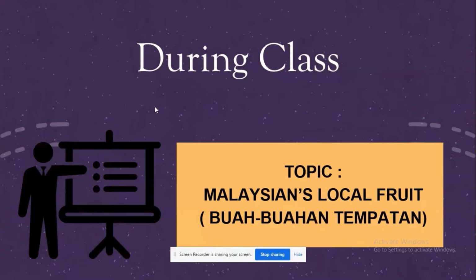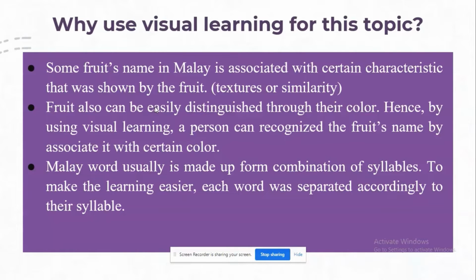So I will be explaining about the visual method during class. We have picked a topic for this purpose. Our topic will be on Malaysian local fruits, or in Malay we call it buah-buahan tempatan. So why do we use visual learning for this topic? First of all, some fruit names in Malay are associated with certain characteristics shown by the fruit, for example the texture or similarity. Also, fruits can be easily distinguished through their colors. Hence, by using visual learning, a person can recognize the fruits by associating them with certain colors.